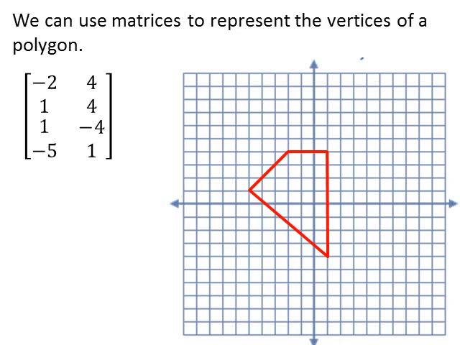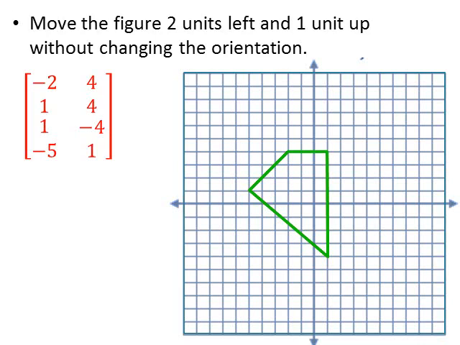One of the points is -2, 4, one of the points is 1, 4, one of the points is 1, -4, and one of the points is -5, 1. So we can draw that and make a matrix. Now once we have that shape, we can perform certain transformations on that shape and do some interesting things to it as we move it around the graph.